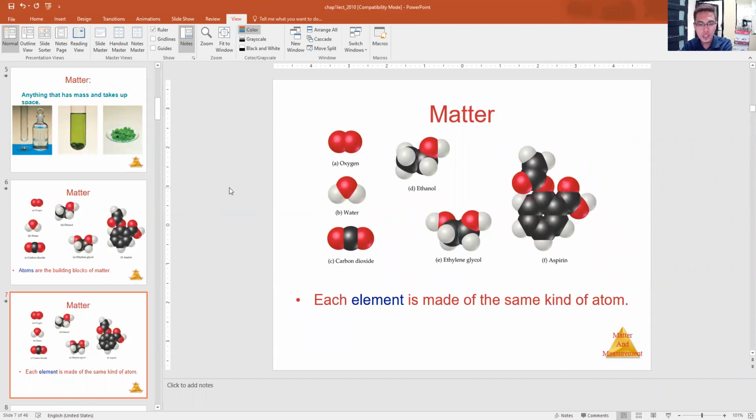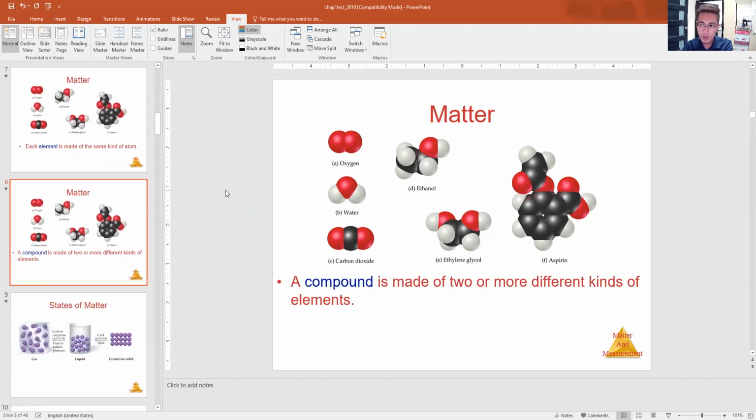Cell. So each element is made up of the same kind of atom. So for example, hydrogen is the same, and oxygen is also the same. So it's an element, a single entity. While a compound is made of two or more different kinds of elements.